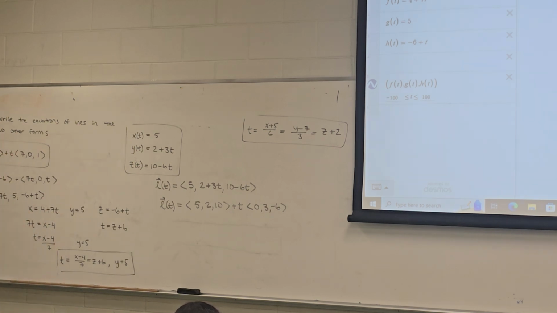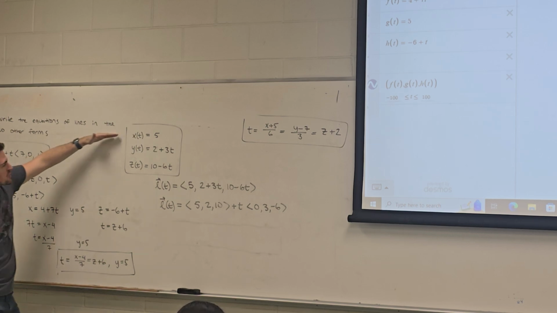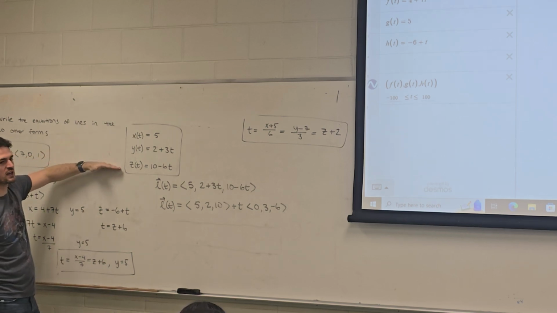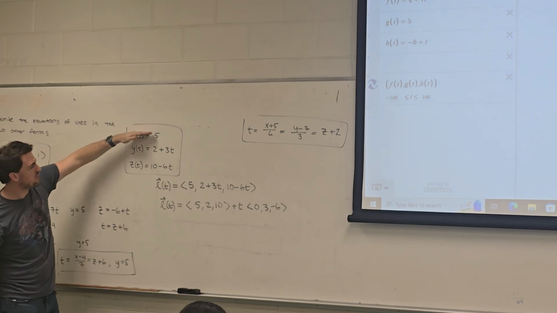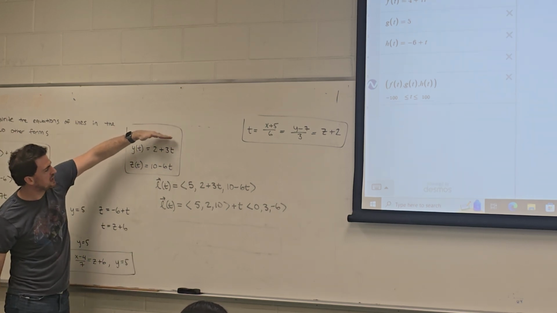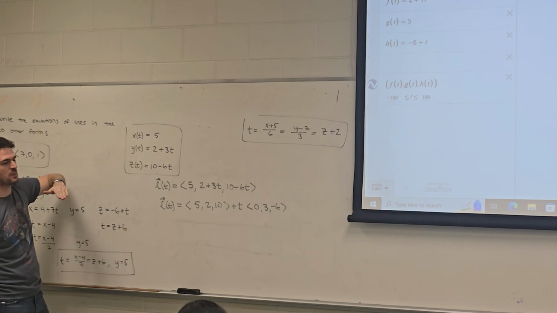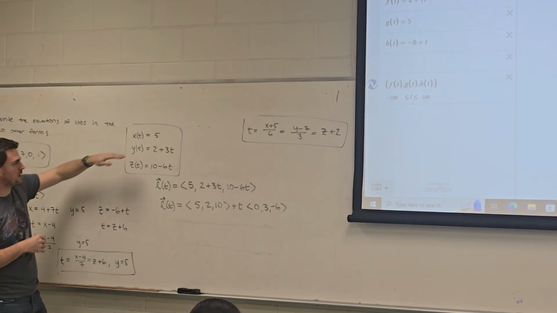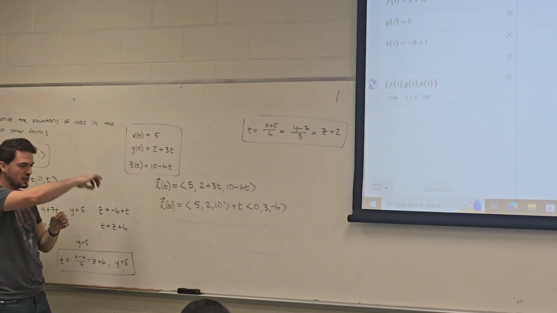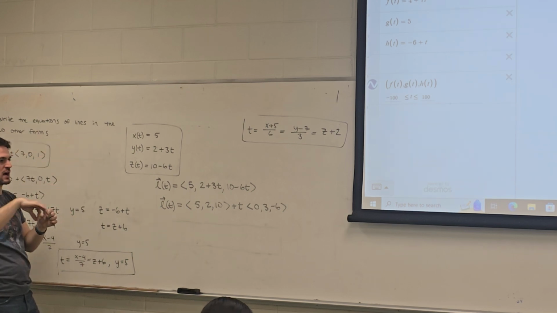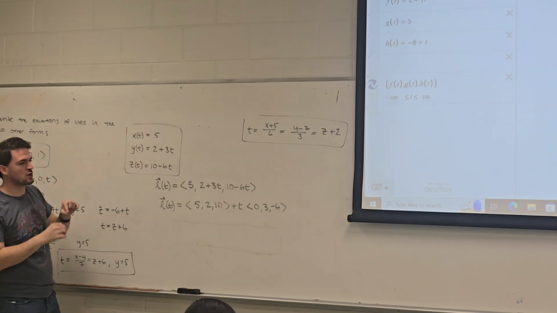Last thing I'll leave you with. If I give you parametric equations, you should be able to recognize if it is a line. And it's not too bad. If everything is linear in x, y, and z, then you get a line. If I put cosines in here or anything like that, you get the fly buzzing around. If everything is linear, you get a straight line.